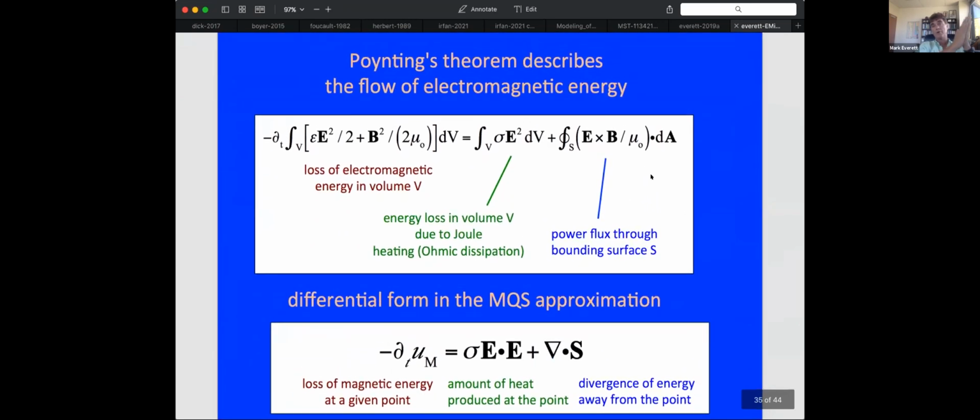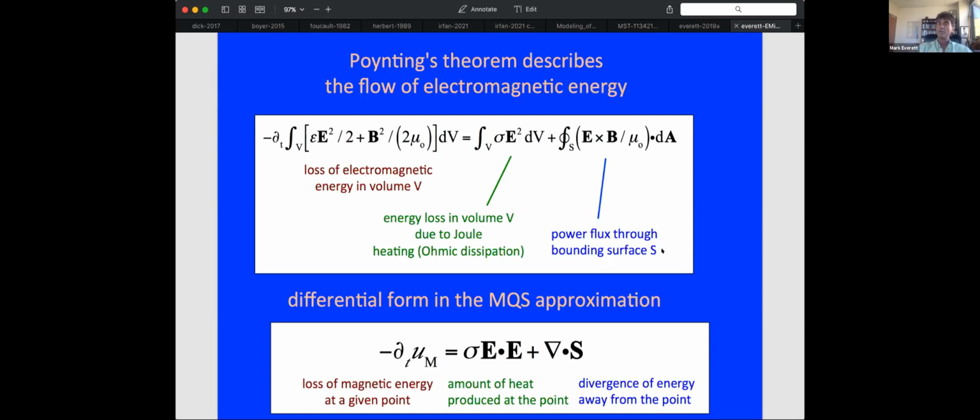Okay, I've got 3 more different topics, and then a final thought to give you. I want to talk briefly about Poynting's theorem, because there are some interesting things here that could potentially be somewhat counterintuitive at first. Here's Poynting's theorem, and it's very simple. It tells you that the loss of electromagnetic energy in some volume can be partitioned into 2 parts. First, the energy loss due to Joule heating, ohmic dissipation, heating the material. And second, the part that escapes, the power flux through the bounding surface.